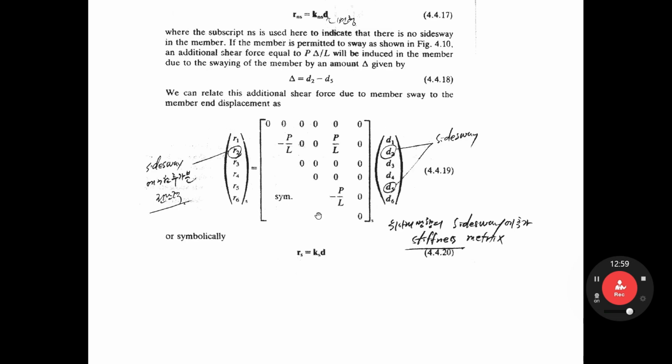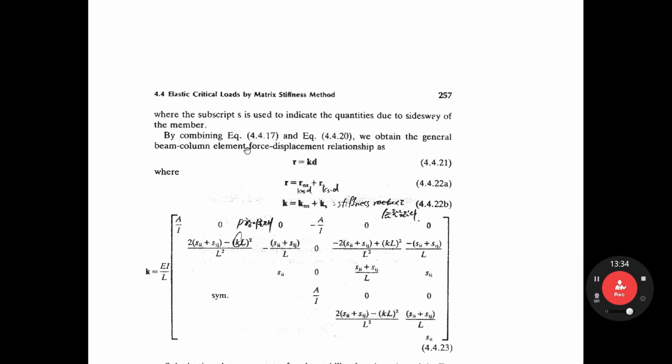This equation can be written in this symbolic form. This R_S is the member forces regarding the sway, and in the case of sway, K_S is the stiffness matrix for sway. D is the displacement. The element force and displacement relationship can be written in this form. We can divide it into two: R_NS and R_S. So what is R_NS?